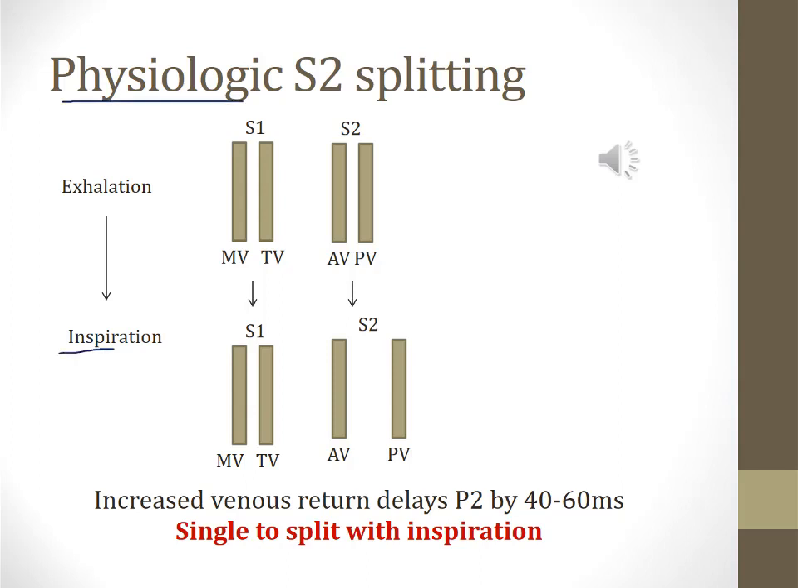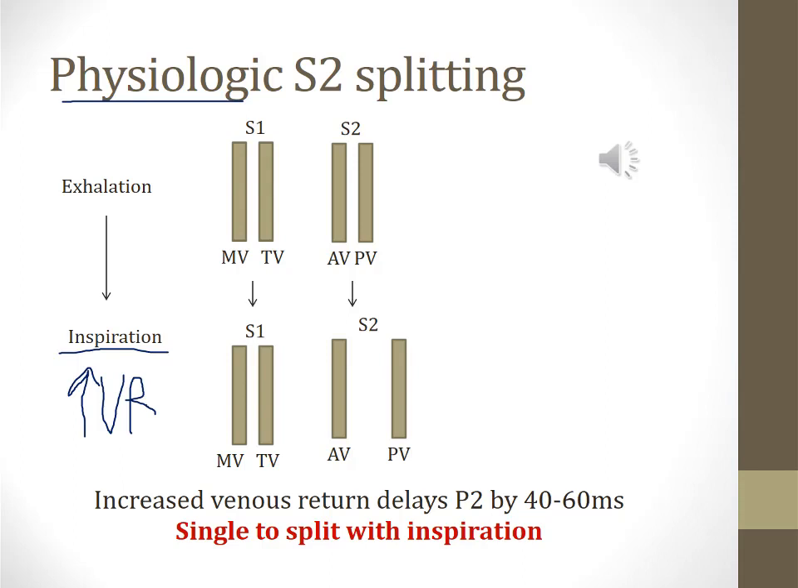When you inspire and take in a breath of air, you lower the intrathoracic pressure, and this is transmitted to the right atrium, so there's a slight decrease in right atrial pressure. This draws more venous blood into the heart and increases venous return. What you always want to remember is that inspiration increases venous return. What this means in terms of the heart sounds is that there's going to be more blood in the right ventricle that has to be pumped out before the pulmonic valve can close. This means that the closure of the pulmonic valve is going to be slightly delayed.